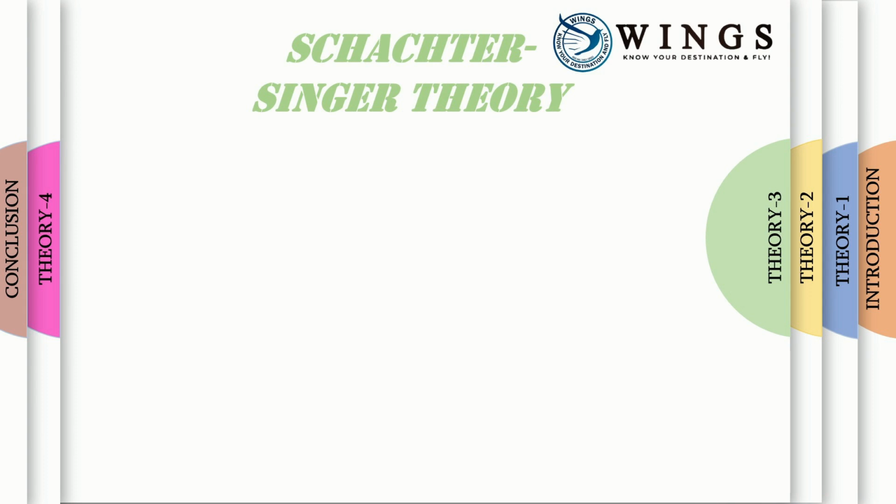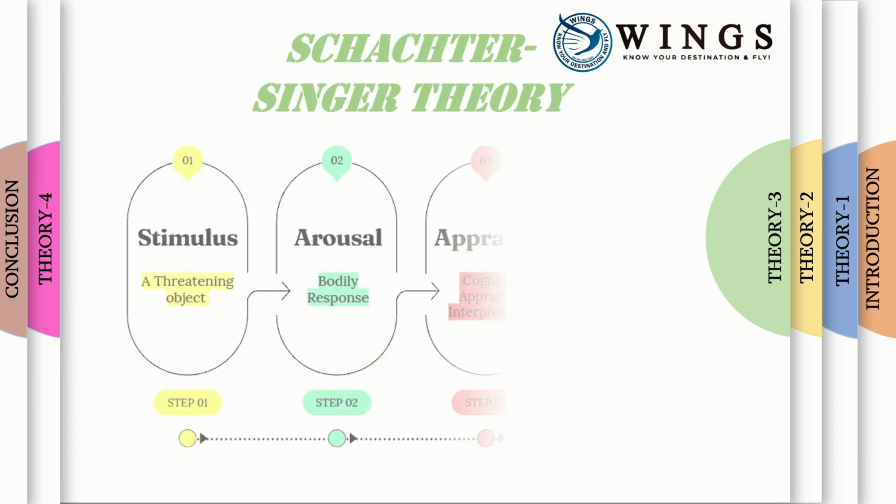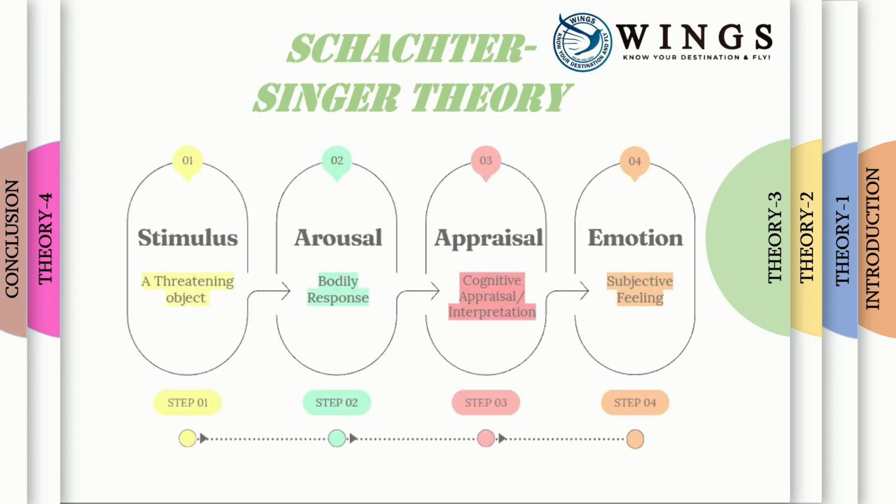The next is Schachter-Singer Theory of emotion. The two-factor theory of emotion states that emotion is based on two factors. They are physiological arousal and cognitive label or appraisal.